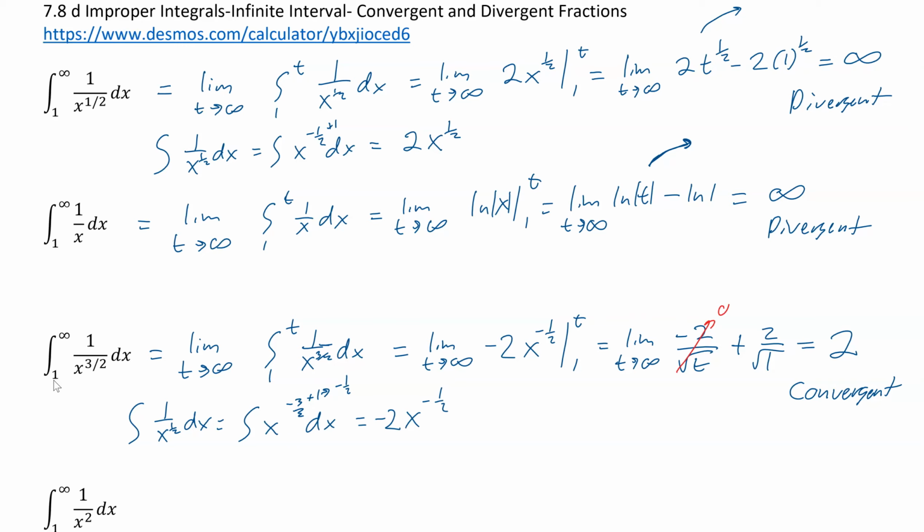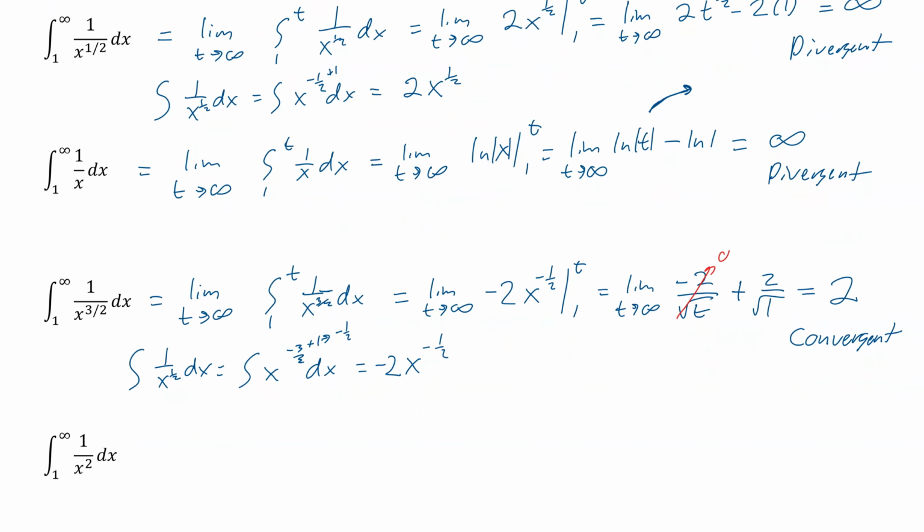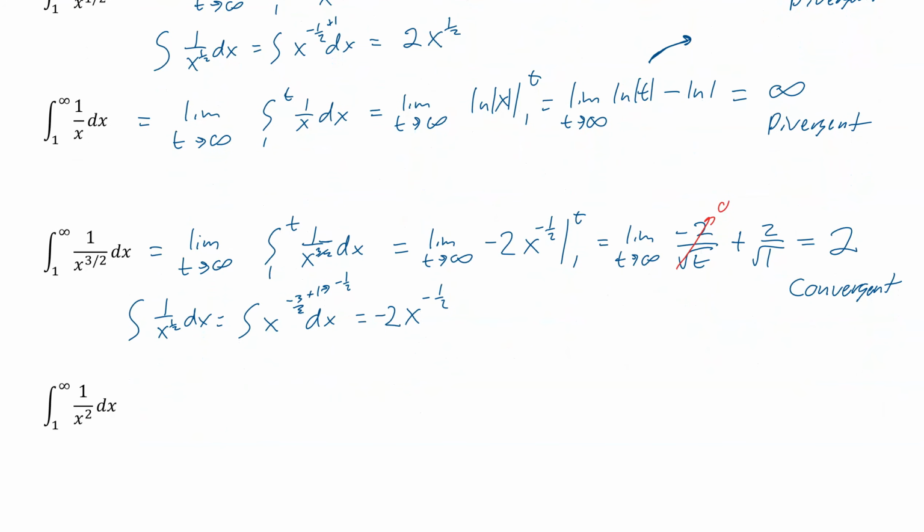It converges. So first one diverged, diverged, converged. So let's do one more just so that we have a nice clean pattern here. And I want to show you the rule, which you can already see. So this is the limit as t approaches infinity from 1 to t of 1 over x squared dx, just like that. And so we do our same thing.